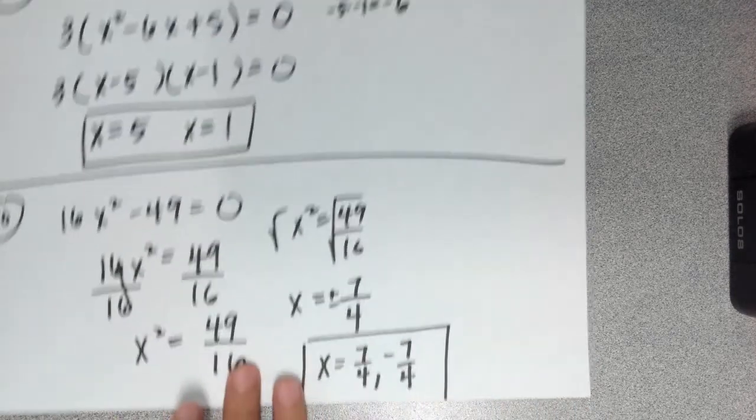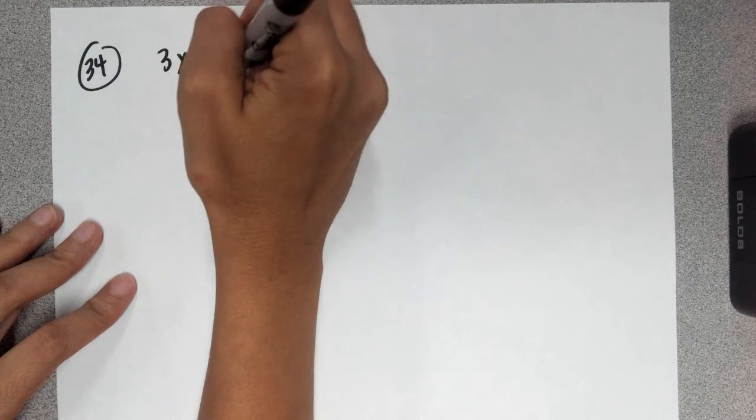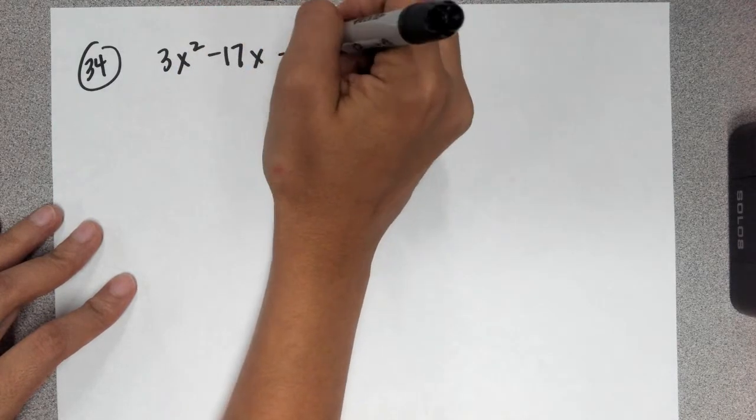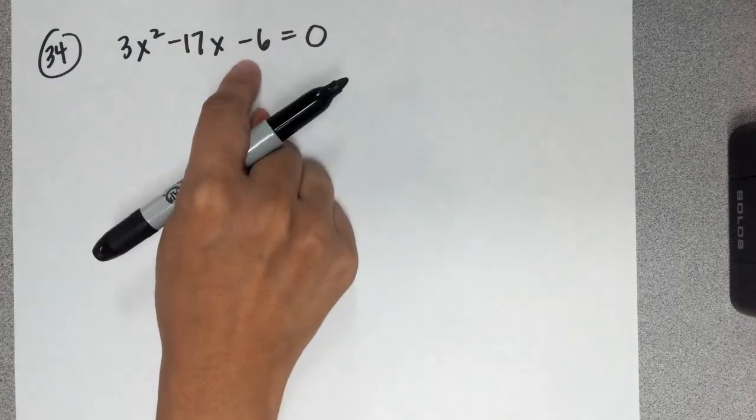Alright, so the last one I'm going to do in this section is number 34. So I have 3x squared minus 17x minus 6 equals 0. Now here, I can't factor out the GCF like I did last time, so I'm going to have to split the middle and solve by grouping.